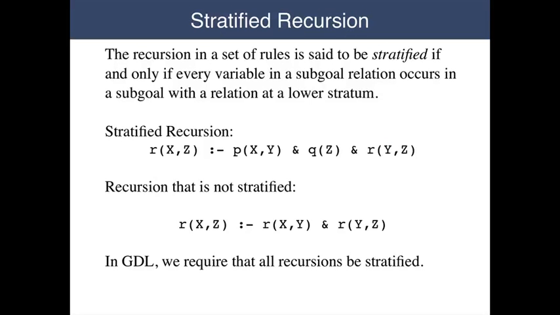Now, we say that a recursion in a set of rules is stratified if and only if a variable in a subgoal relation occurs in a subgoal with a relation at a lower stratum. The recursion in the first rule shown here is stratified because all of the variables involved in the recursion occur in relations that are not defined in terms of R. The recursion in the second rule is not stratified because the variables involved in the recursion do not appear in other relations. In GDL, we require that all recursions be stratified.